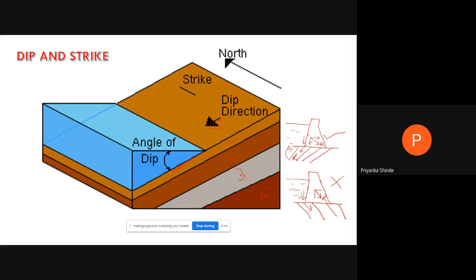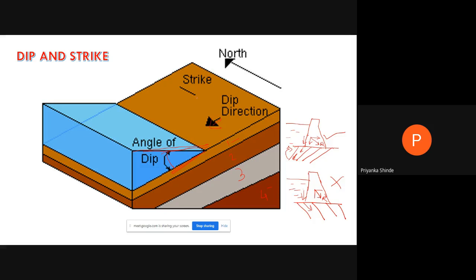And here this is the horizontal plane, an imaginary plane. Dip is the angle between the bedding plane and the horizontal plane. The angle between these two planes is called the dip angle, and the direction in which the beds are dipping is the dip direction.